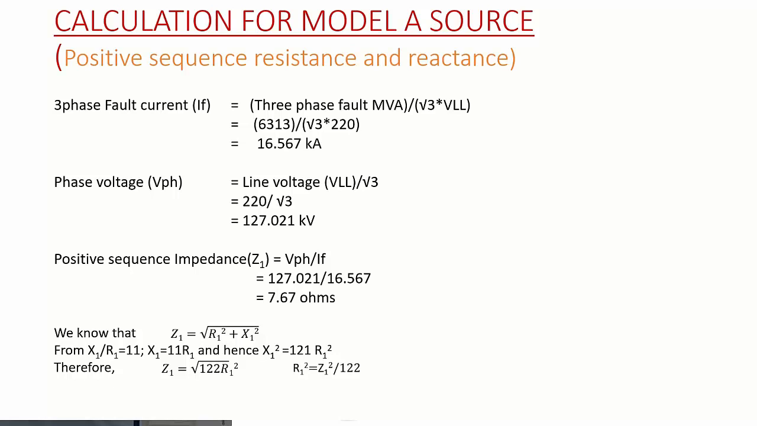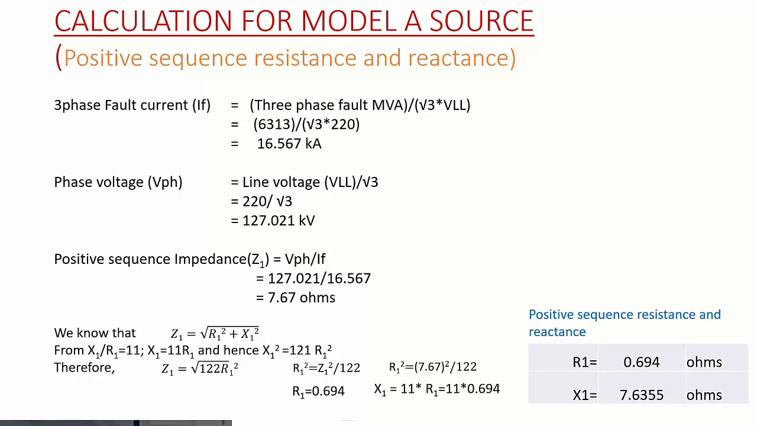From this, it is very easy to find out the R1 value. And once you get the R1 value, you can easily calculate X1 since we know X1 by R1 is 11. So we can easily find out R1 as 0.694 and X1 as 7.6355 ohms respectively.